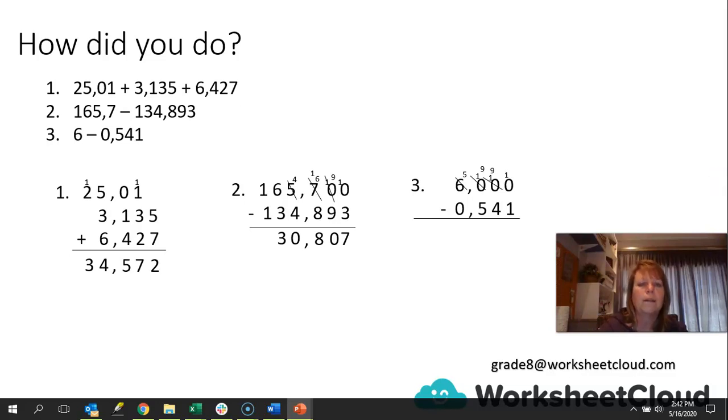Okay, now guys, if we have borrowed like this, basically that's our borrowing done. Whereas here, we borrowed across, but we still had to borrow from the units so that we could work out our tenths column. Right, 10 minus 1 gives me 9, 9 minus 4 is 5, and 9 minus 5 is 4. Okay, don't forget your comma. 5 minus 0 is 5. And there we have our answer to the final one.